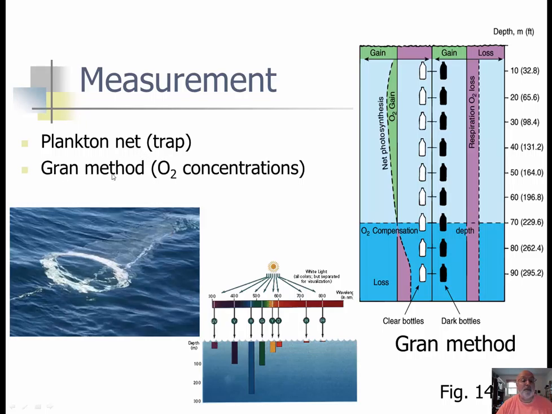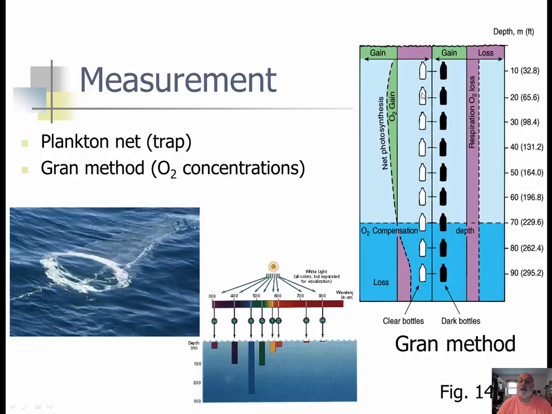You can also use the Gran method. This is for oxygen concentration, where we put a chain down from a boat, and on one side we hang clear bottles, and on the other side we hang dark bottles. We put photosynthetic plankton in these bottles, and we drop them down, and we measure the amount of oxygen. We lose it because of respiration, and we gain it because of photosynthesis.